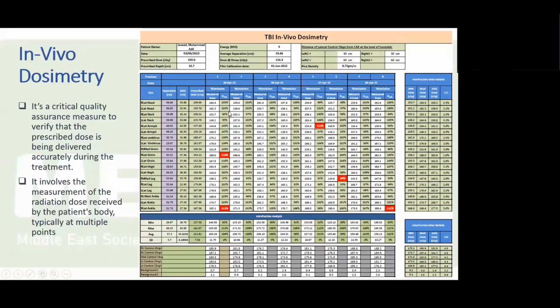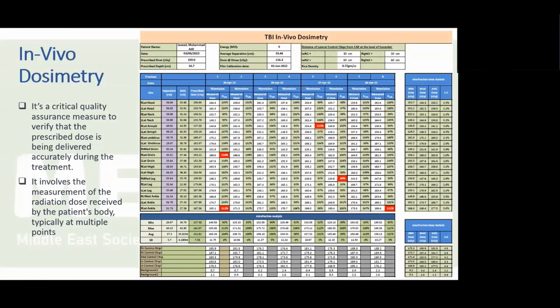So 105, 104, 98, 95, 105, like this. These are different anatomical locations all across the body, and there are only two locations which are beyond tolerance. But these are very close, 110% and 111%. We then measure the intrafraction and interfraction standard deviation of the doses, and the standard deviation you can see here is within plus or minus 5%. So that is the outcome we have improved.